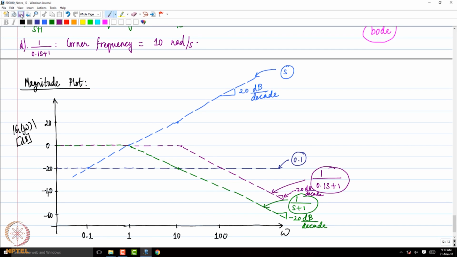Now we have plotted all the 4 graphs. Now what we need to do is just add them. So what will be the net sum of all these 4 terms? What do you think will happen?